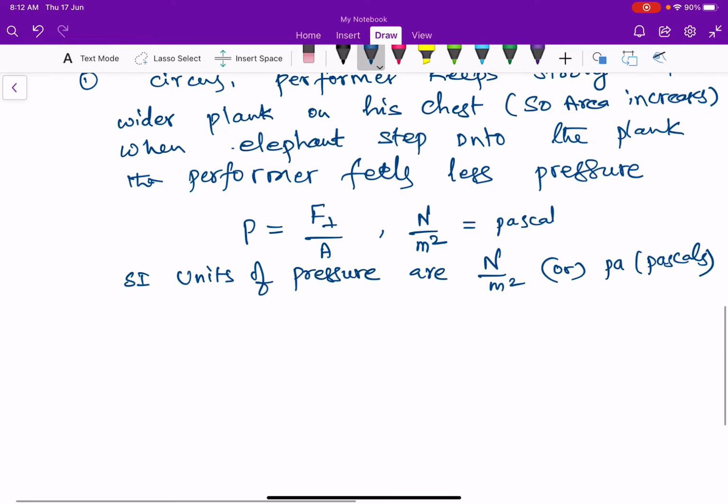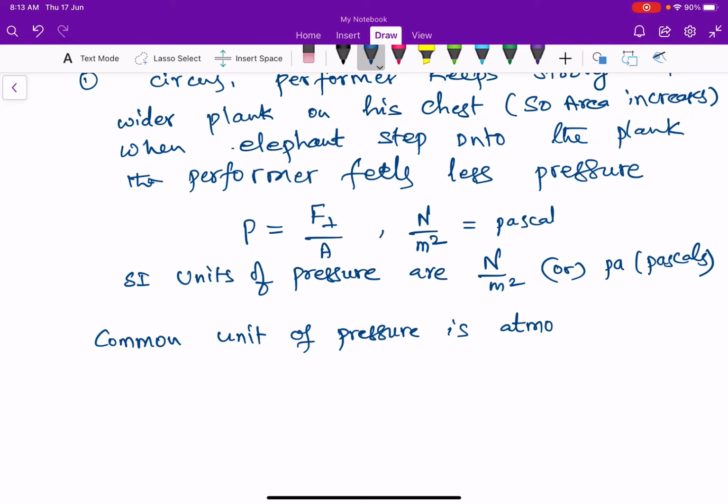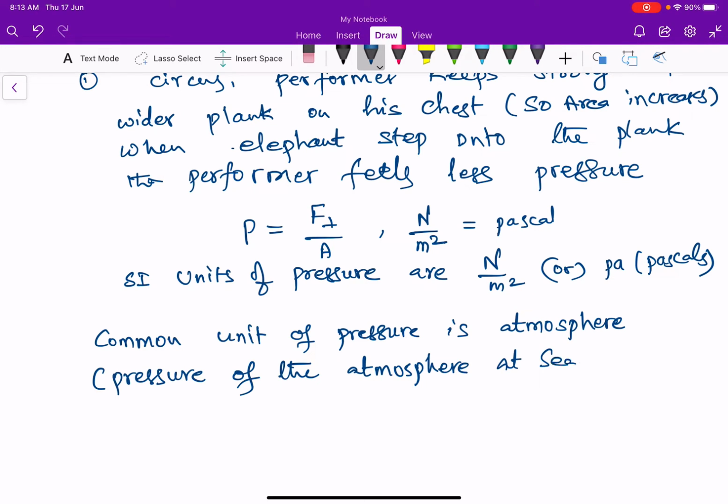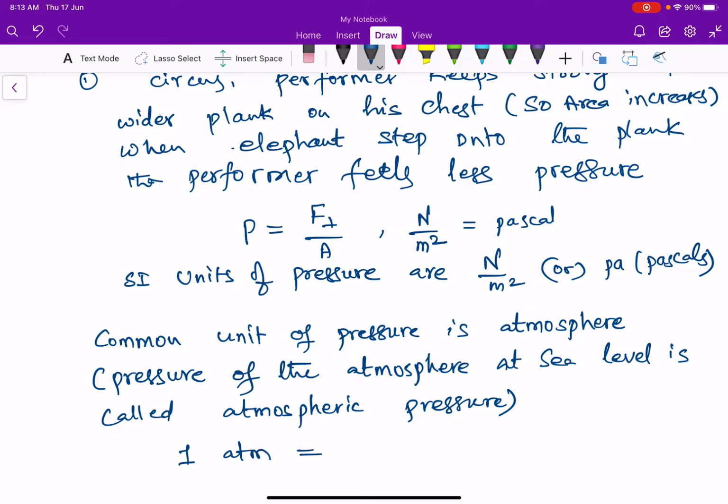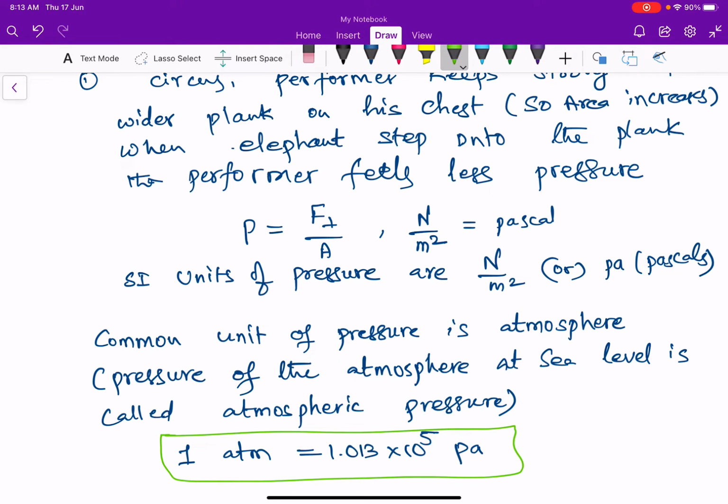Okay, and a common unit of pressure is the atmosphere. The pressure of the atmosphere at sea level is called atmospheric pressure. Here, 1 atmosphere is equal to, in the SI system, 1.013 times 10 to the power of 5 pascals. Pascals are the units of pressure in the SI system. Okay, this is all about atmosphere.